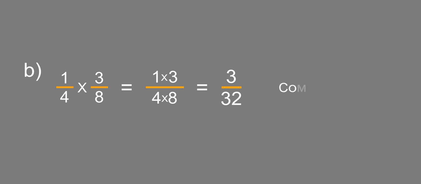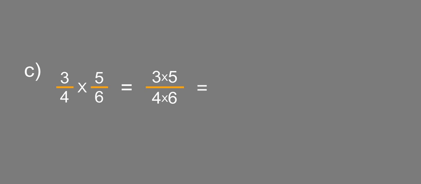And again, are there any common factors of 3 and 32? The only factors of 3 are 3 and 1. And 3 does not go into 32. And therefore, this is our simplified answer, 3/32.